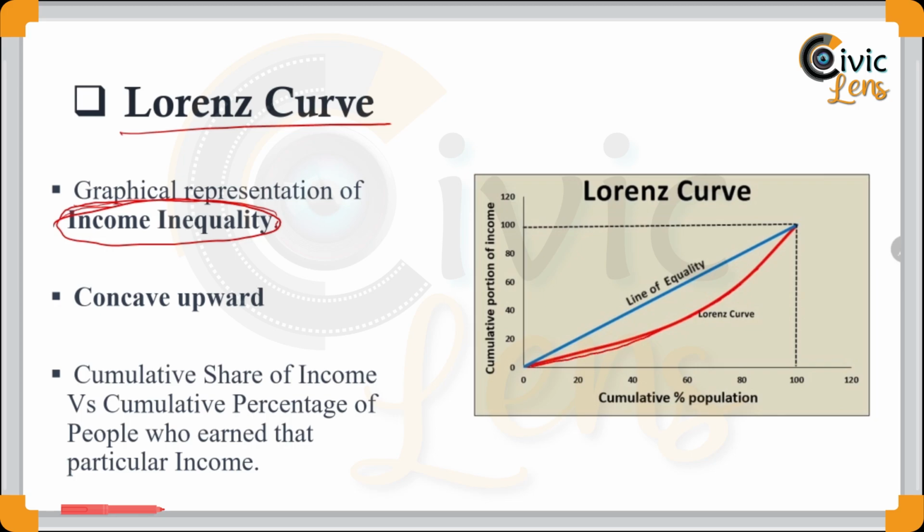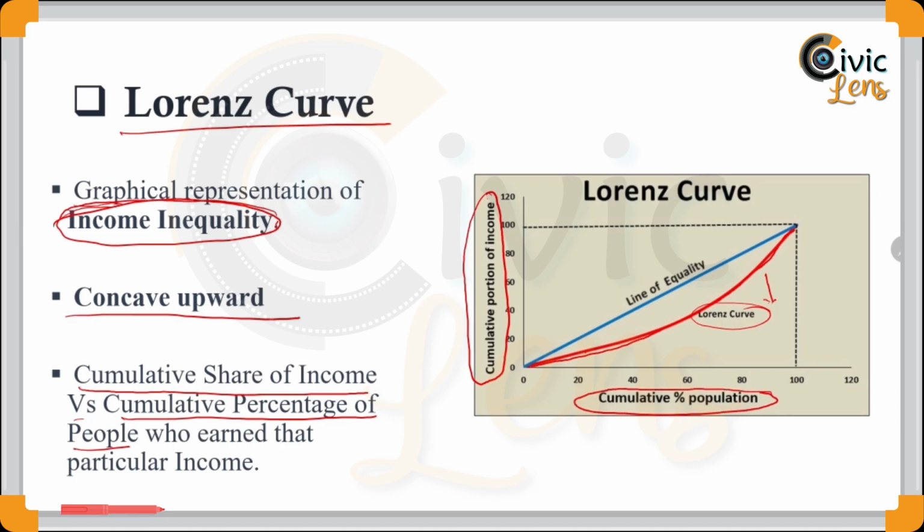This red line that you are seeing is the Lorenz curve. As you can see, it is concave upward, that means bending downwards. And if you see, this graph represents the cumulative share of income on the y-axis versus the cumulative percentage of people who earn that income. So the cumulative percentage of population is represented on the x-axis, and the cumulative portion of income is represented on the y-axis.